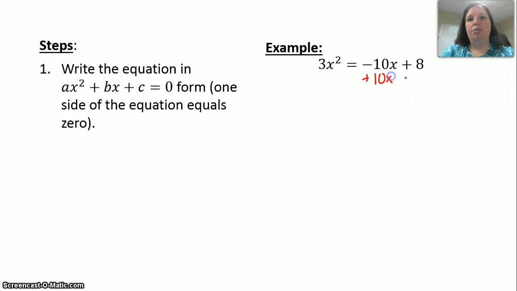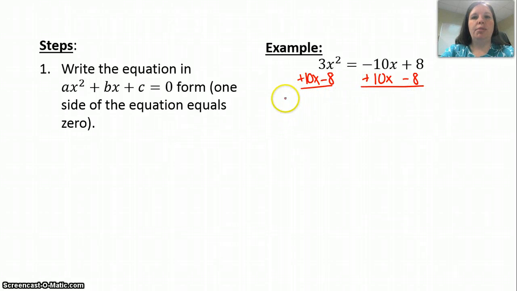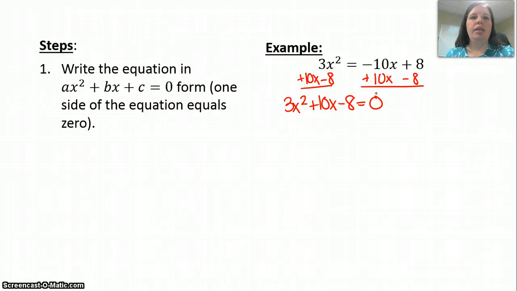So I'm going to move 10x and 8 over. You may notice this is the exact same problem that we just did, but I'm just showing you that I can solve it using a different method. So write the equation so that one side of the equation equals 0.